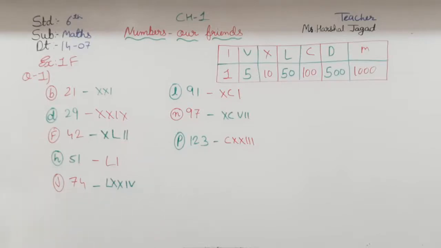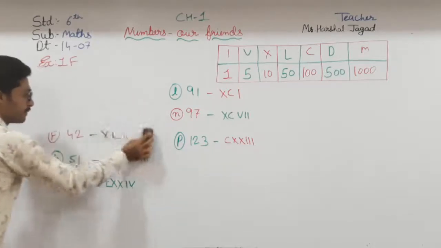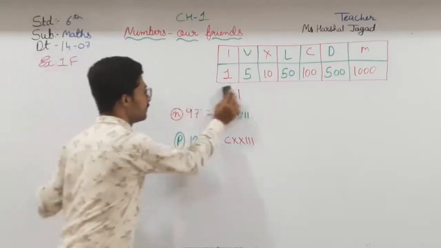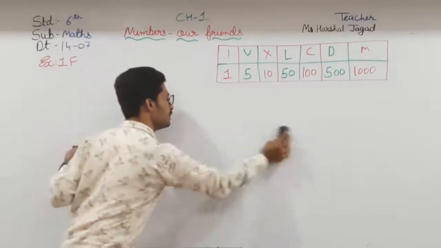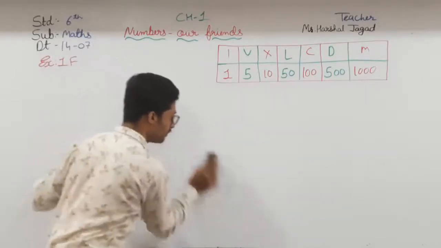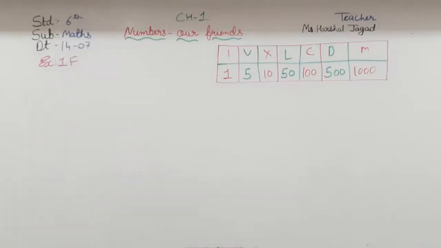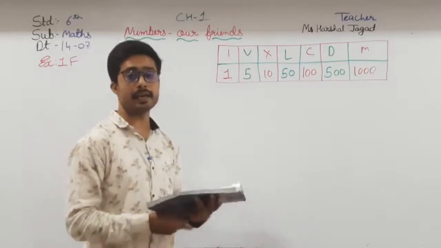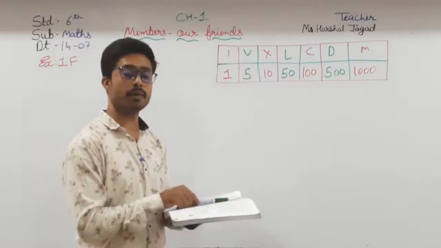Okay, students, have you written down the answer? Now we are moving towards question number 2: write the equivalent Hindu-Arabic numbers of the following Roman numerals. There are 15 of them, and from those I will do any 8 or 9.